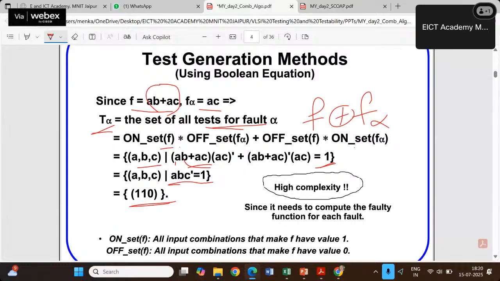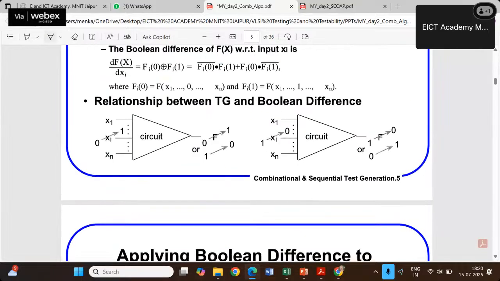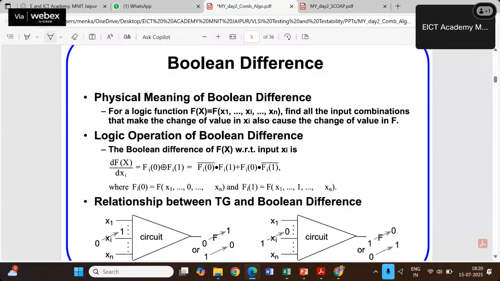Now let us come to the next method. The next method is very important and it is the Boolean difference method. The Boolean difference method is also similar to the Boolean equation method. In this, we have a fault at some point, let's say xi, some branch, and xi is the branch name. So we have to find the Boolean difference by this equation.